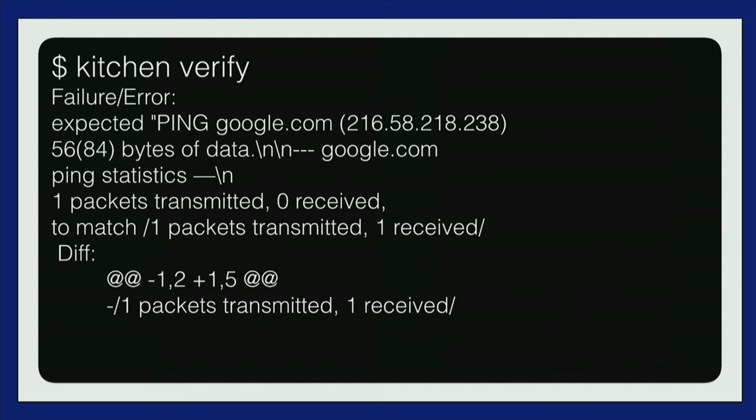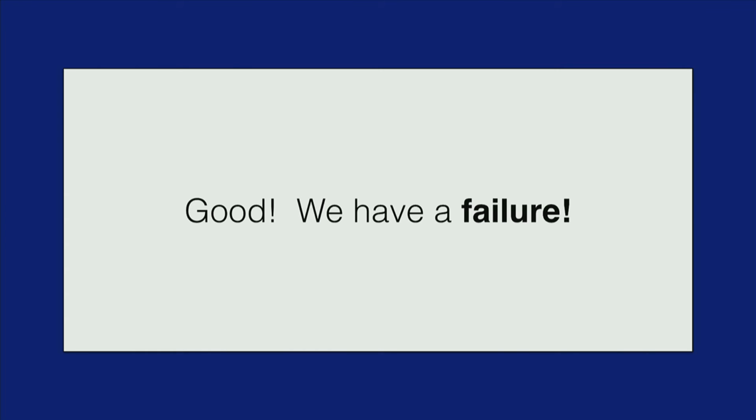The first time I run this, it's going to fail. It did not get output that matched that 1 packet transmitted, 1 received. It was able to transmit 1, but it didn't receive any back. So this means it cannot send that traffic out to the public internet. And this is good. This means that our test should fail when we expect it to. So if we ever break this functionality in the future, our test will let us know that it's broken.